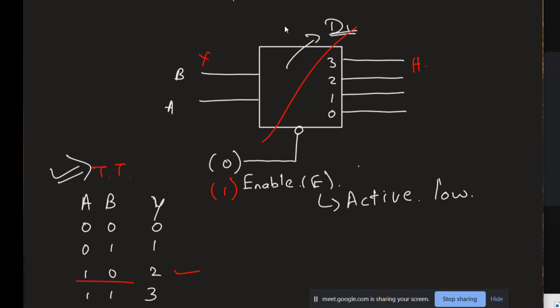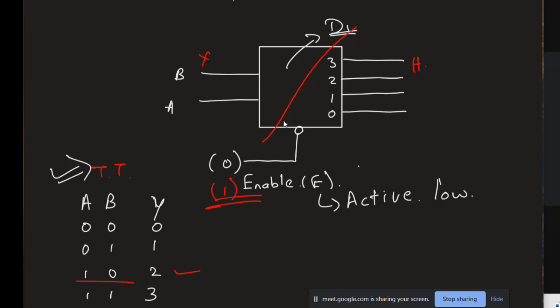So wherever the enable pin is there, you must first take care of that enable pin. Then only your input and output will work as they are defined. Otherwise the circuit is not going to work properly. In fact, they are going to be virtually disconnected. Remember this thing. Okay, so let's learn one example of a decoder.